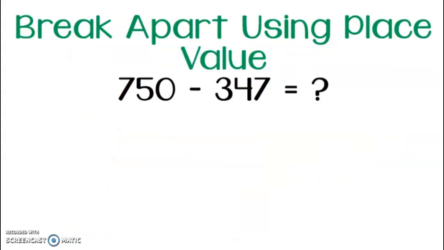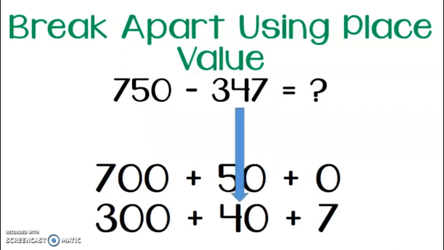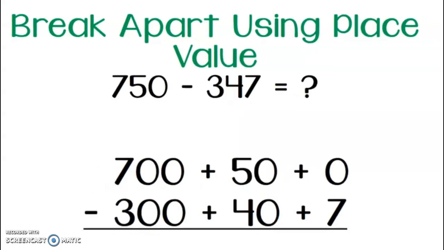Let's take a look at break apart using place value, also known as split method. I'm going to expand my number of 750 into expanded form. I have 700 plus 50 plus 0. I now have to also expand my second number of 347 into 300 plus 40 plus 7. I'm going to rewrite my equation, making sure to keep my ones, tens, and hundreds placed in line, but also adding in my subtraction sign.